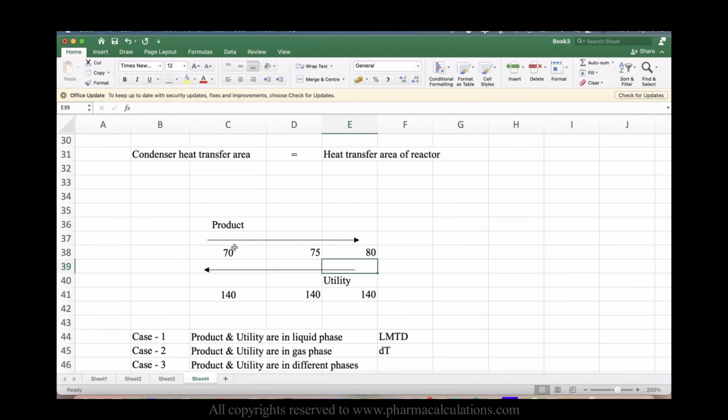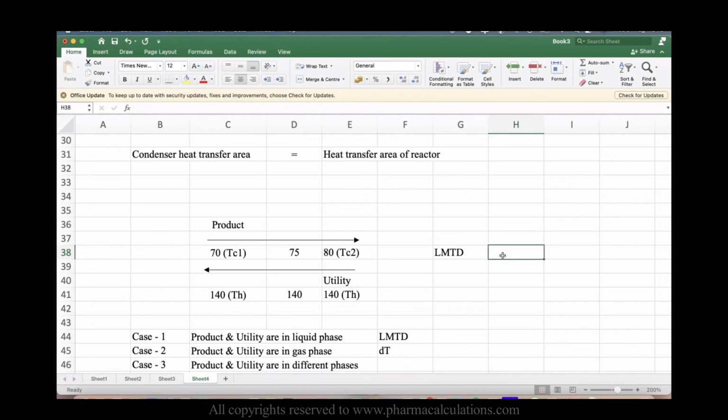In this case, the temperature of water is going to vary from 70 to 80, while the utility temperature is only 140. Why? Because we are trying to utilize only the latent heat of steam, so the temperature of steam will remain the same, but for the product the initial temperature is 70 and the final temperature is 80. If you want to estimate the LMTD, I'll take the 70 degrees as TC1 and the 80 degrees as TC2. For the steam, it is the same at inlet as well as outlet.